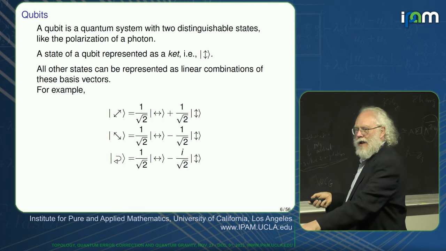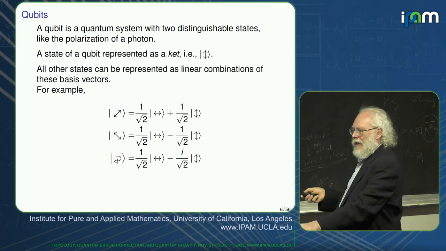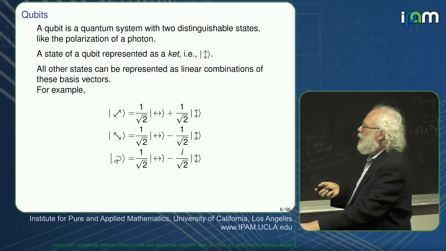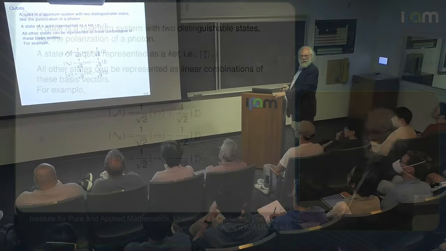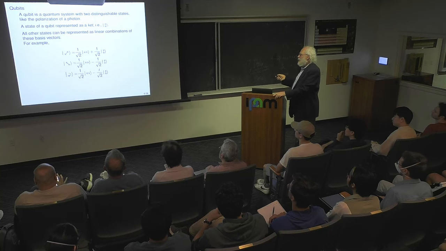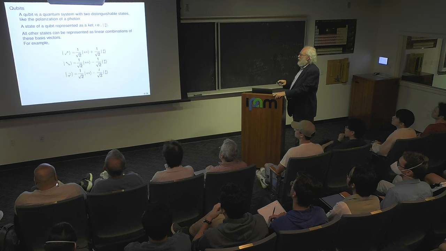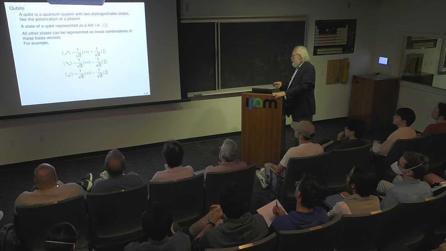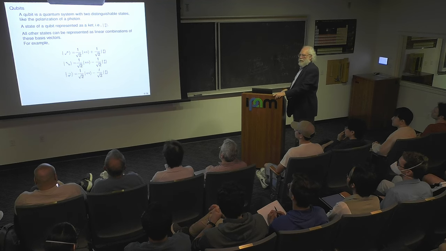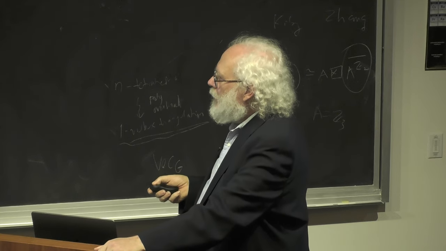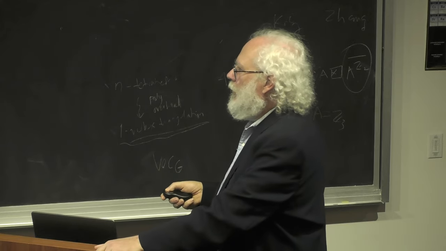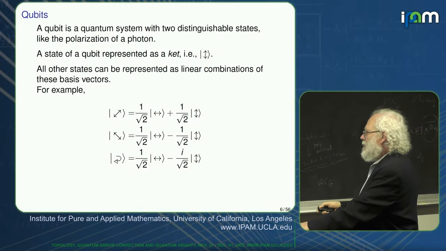So for example, one of the canonical examples of a qubit is a photon, and a photon has a polarization, and a polarization is either vertical or horizontal. And if you've played around with polarizing filters or Polaroid glasses, you'll know that they let through, say, vertically polarized photons and do not let through horizontally polarized photons. And then if you turn them 45 degrees, they let through 45 degree photons and do not let through the other diagonal photon.